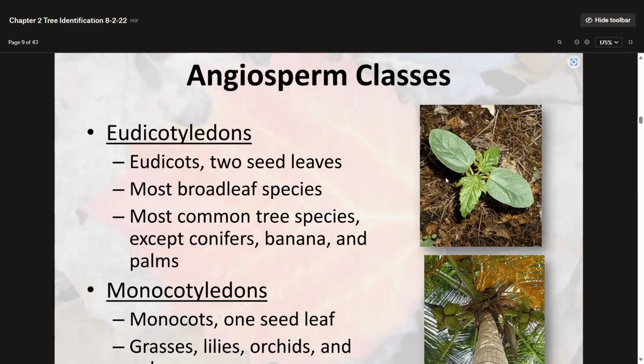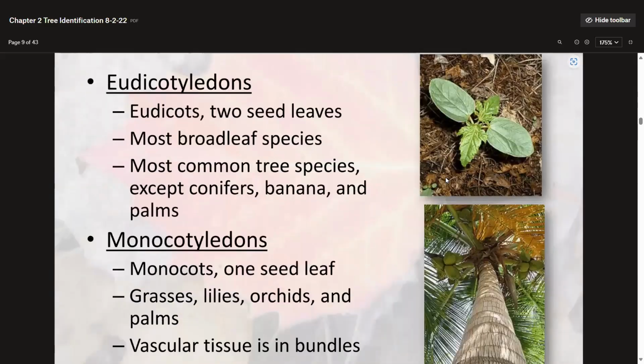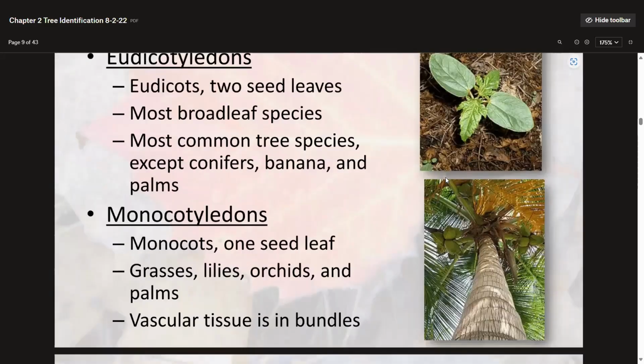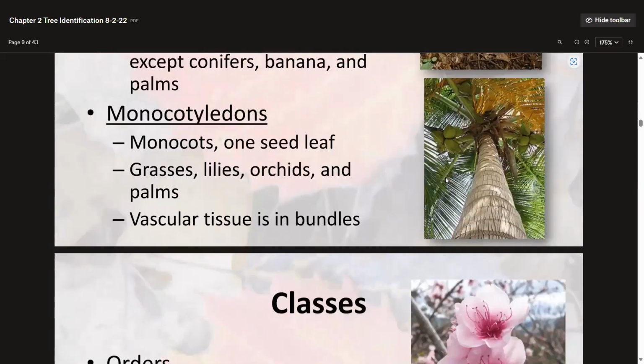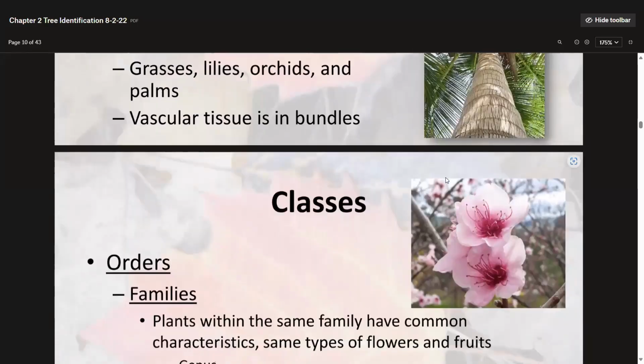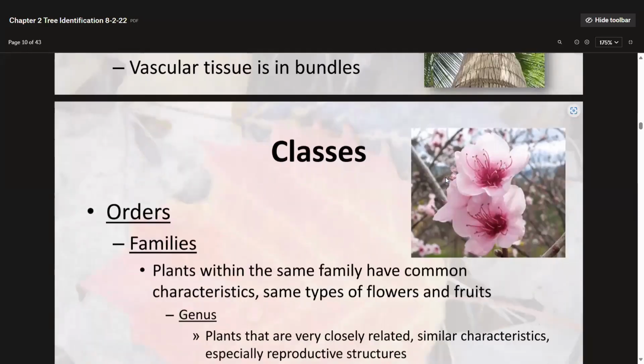Most broadleaf species fall into that, and most common tree species, except for conifers, banana, and palms, okay? Different. They might be monocots, right? Monocotyledons are one seed leaf, right? They include grasses, lilies, orchids, and palm trees. They carry their vascular tissues in bundles as opposed to having that xylem and phloem, okay? And you remember Rob talked about all that on the first day of class, right?